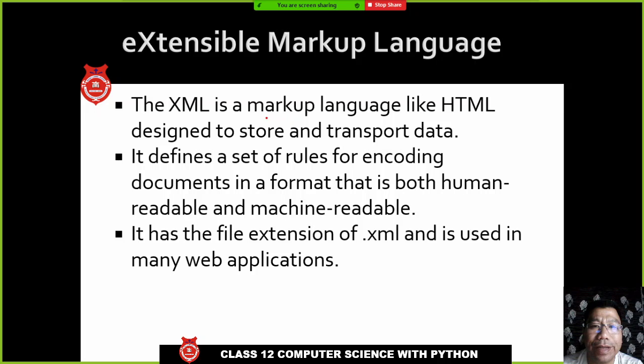So the next thing that you have to learn is Extensible Markup Language. This is also like HTML, but this is designed to store and transport data. HTML is for creating websites and web pages, but XML is to store and transport data. It has rules for encoding standards, and the format is human readable as well as machine readable. So XML has the file extension .xml.